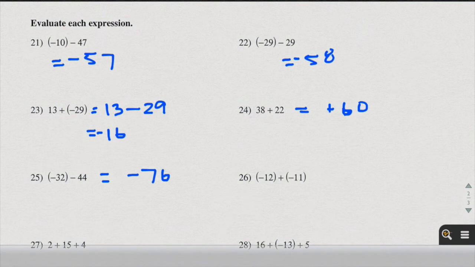Number 26. -12 plus -11. So let's go ahead and rewrite that. So we get -12, a plus and a minus makes a negative, 11. Because we have the same sign, we're going to add them and put that sign on our answer. So 12 plus 11 is 23. Negative and a negative, so this becomes negative.